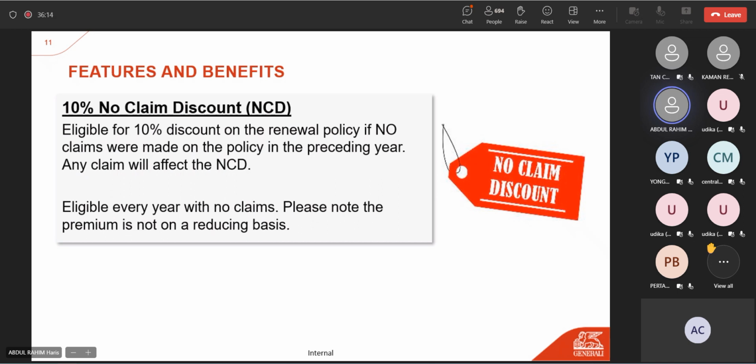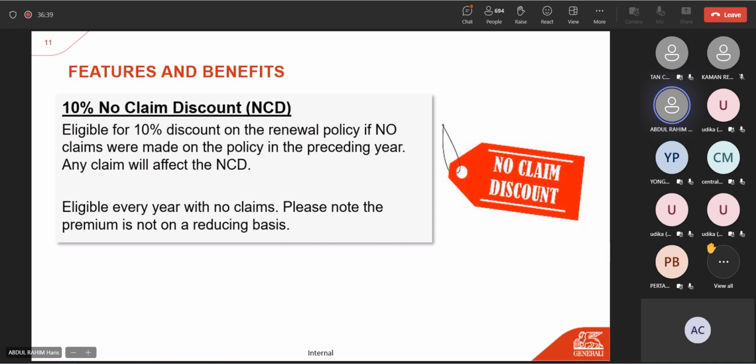You continue for another year, and after another year, no claims again on your second year, then you continue to pay 100 ringgit minus 10%, 90 ringgit. So as long as you have no claims every year on the policy, you continue to pay the gross premium of 100 ringgit less 10% no claims discount. This is the wording in my example.